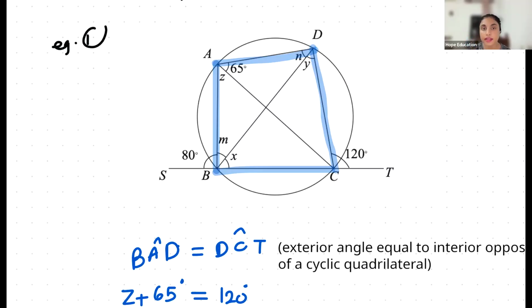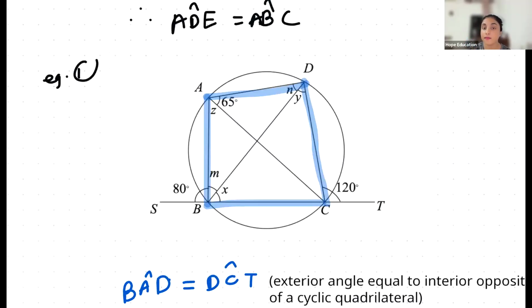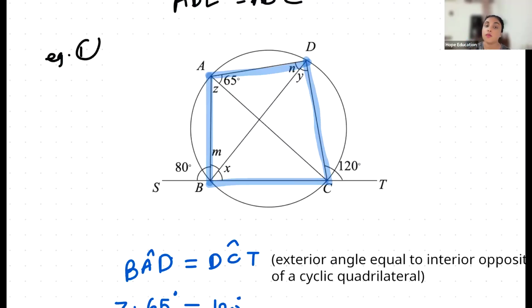Z is okay. Now we have more letters. We have M, we have N, we have X, we have Y. How would you find M, X, and Y?